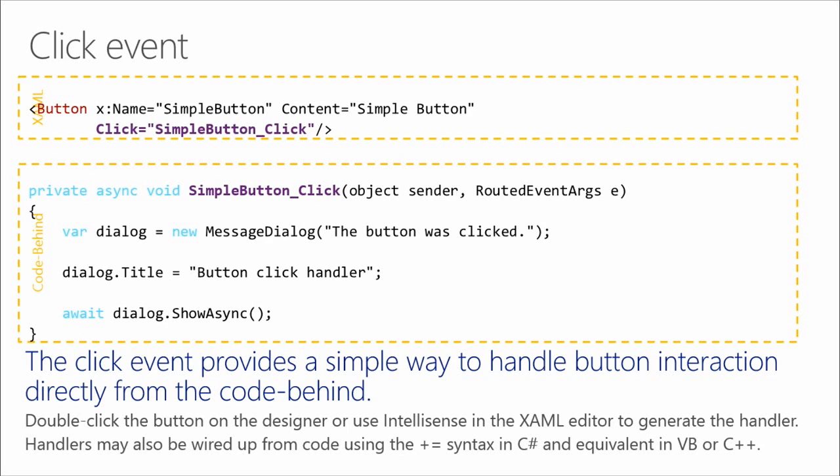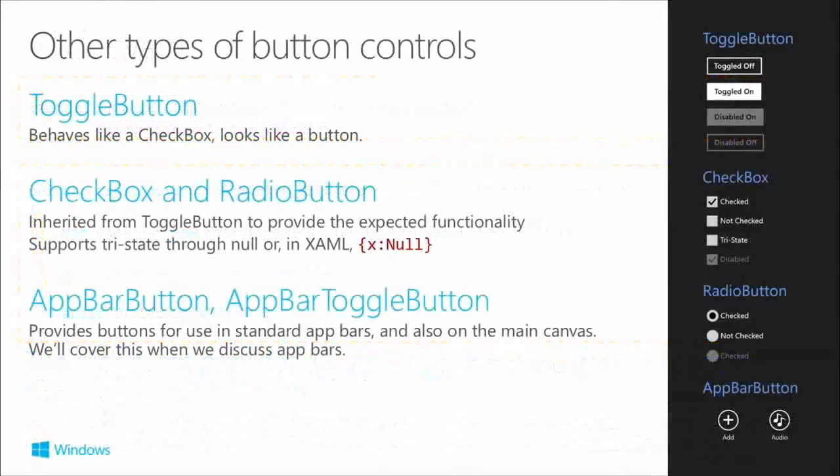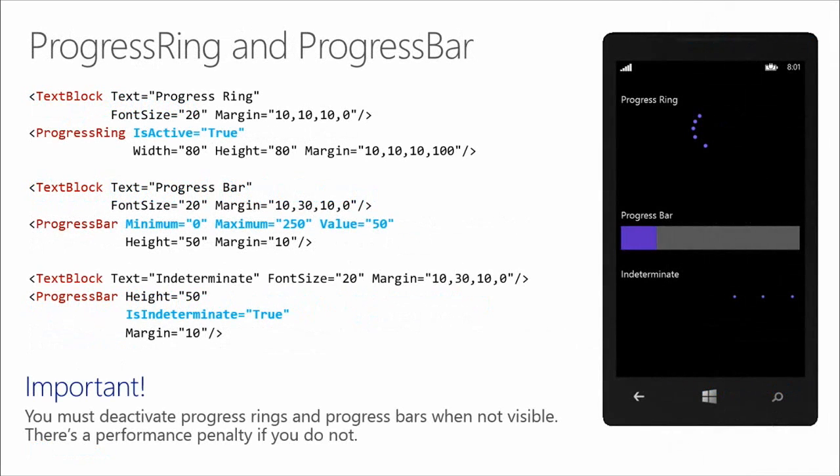So when the user presses a button or selects an item in a list or in some way chooses some control, radio button in your UI, you run some code and you can do stuff. And of course there's loads of other kinds of buttons, toggle buttons, checkboxes and radio buttons, AppBar buttons we're going to come to in a while.